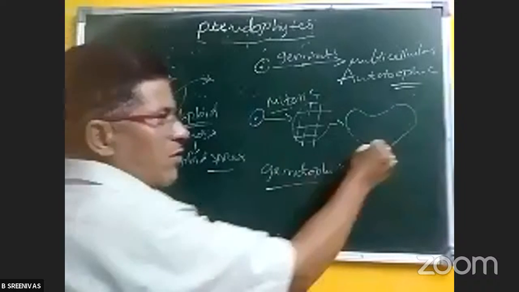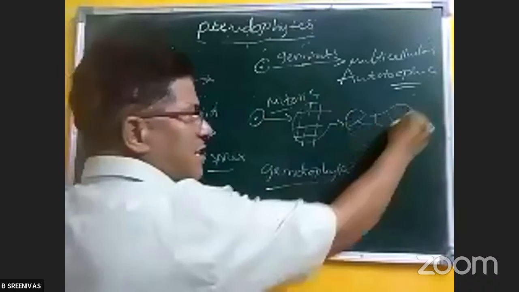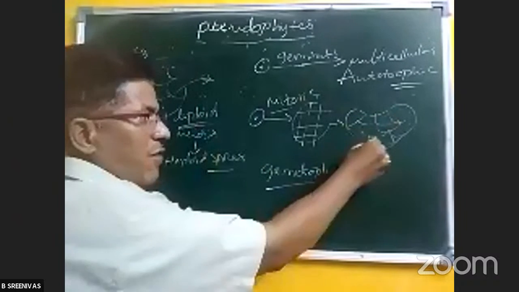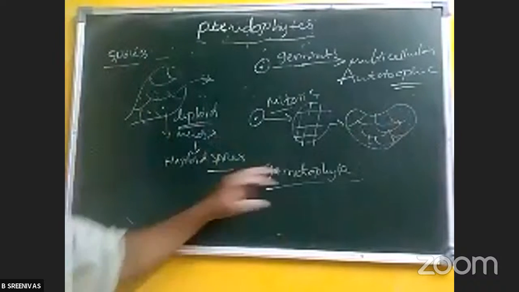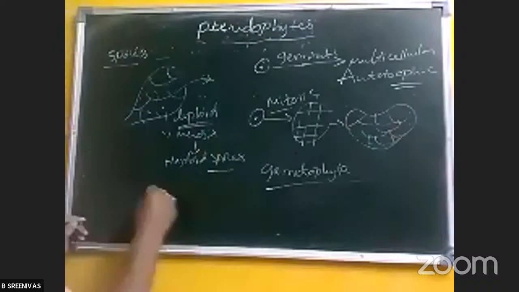So this gametophyte is of two types. It is a gametophyte with many cells present. Here the gametophyte is of two types: a monoecious gametophyte and a dioecious gametophyte. Monoecious and dioecious.